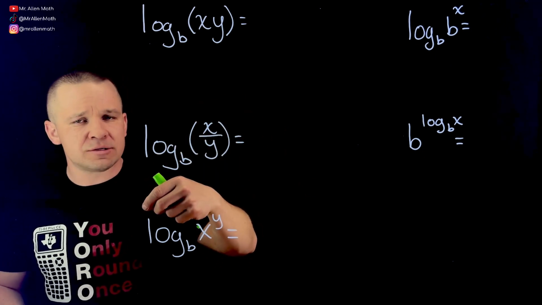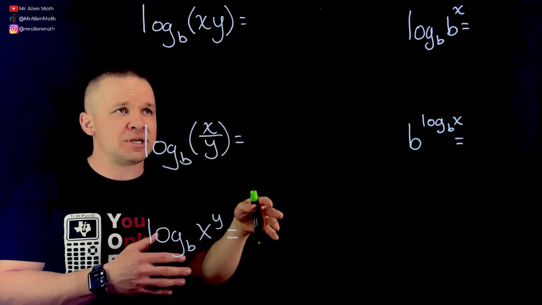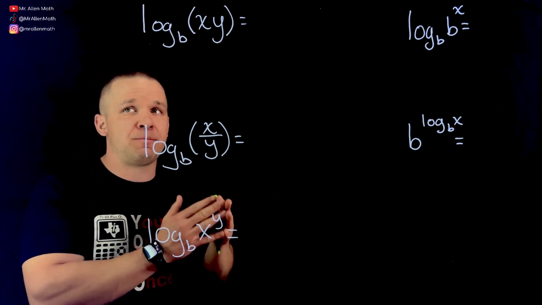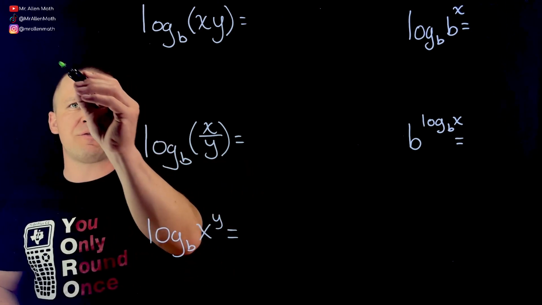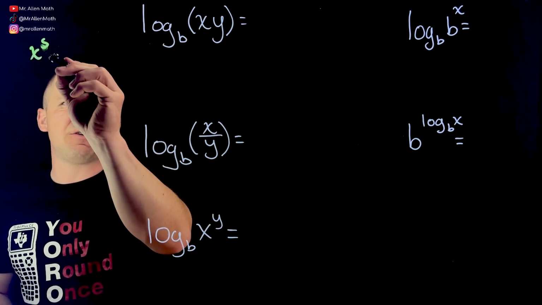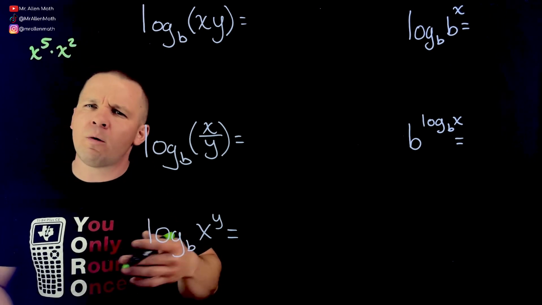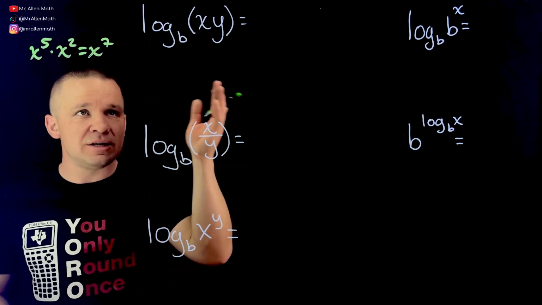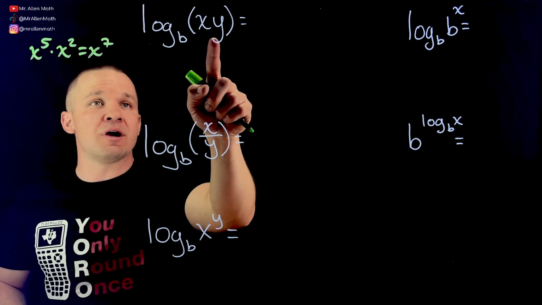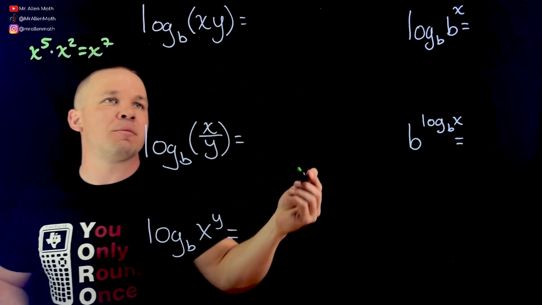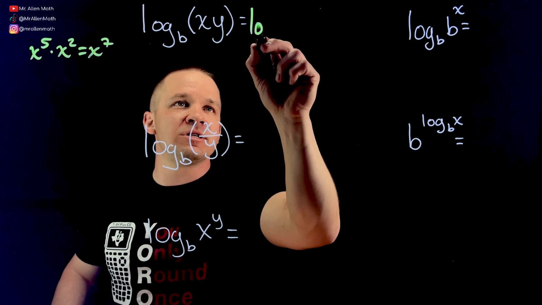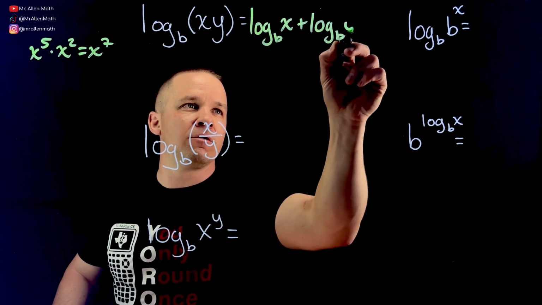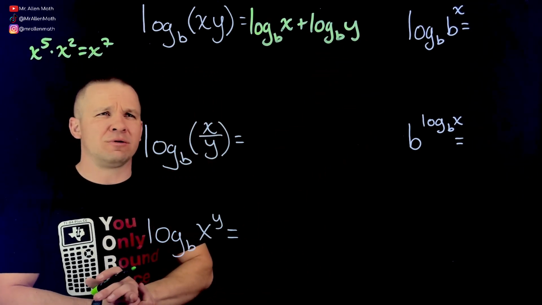Well, logs are exponents, and they follow the same properties of exponents. Quick sidebar: if I had x to the 5th times x to the 2nd, what would I do with my exponents? I would add my exponents, and I'd get x to the 7th. Same idea applies here. Since I'm multiplying within the argument with like bases, I can add my exponents, aka add my logs. So this is going to expand to log base b of x plus log base b of y. Beautiful.